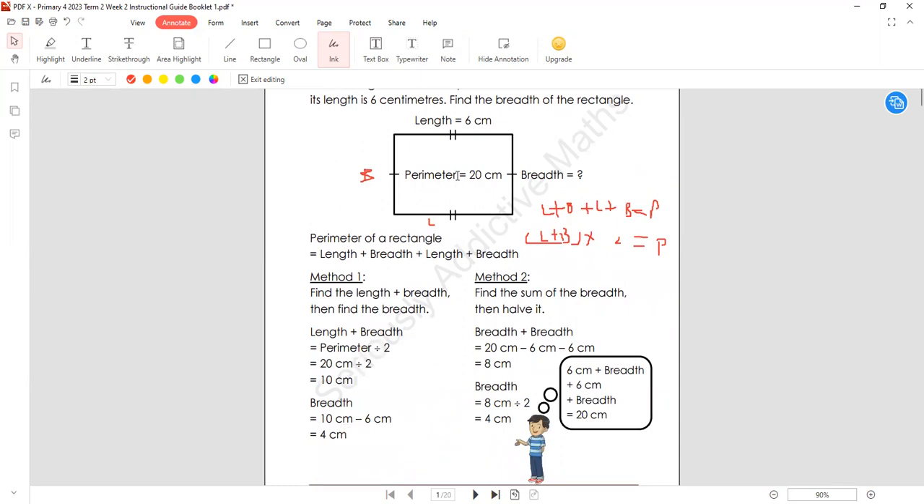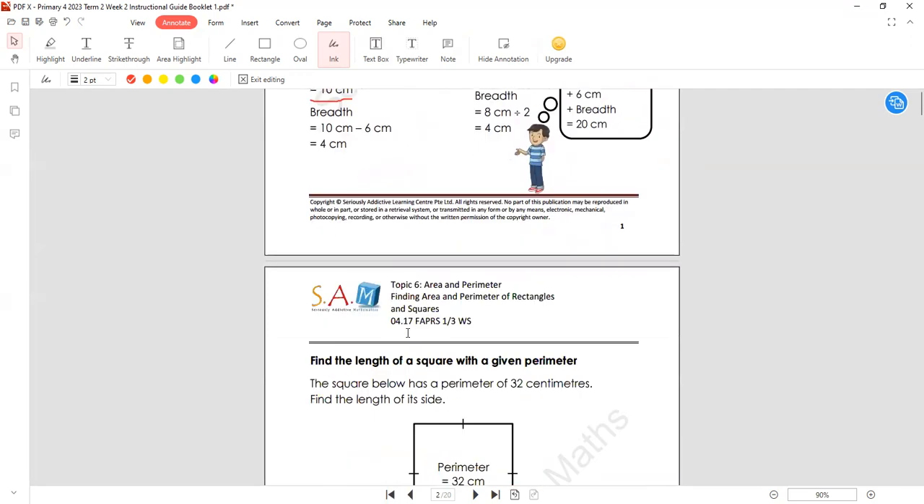The other way they can do it is length plus breadth equals perimeter divided by 2. So you can do 20 divided by 2, that will give you 10 cm. So 10 cm is length plus breadth. Therefore, if length is 6, breadth is 10 minus 6, which equals 4 cm. So this is the way you can do it.